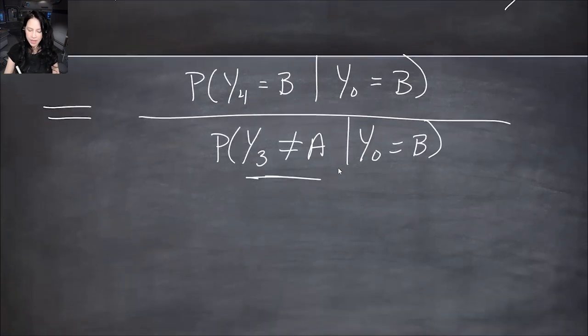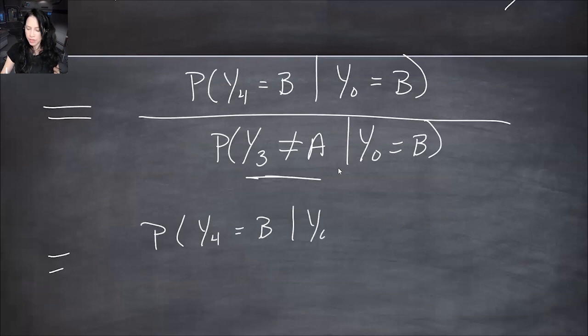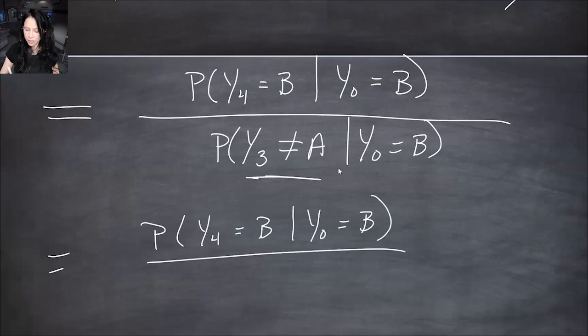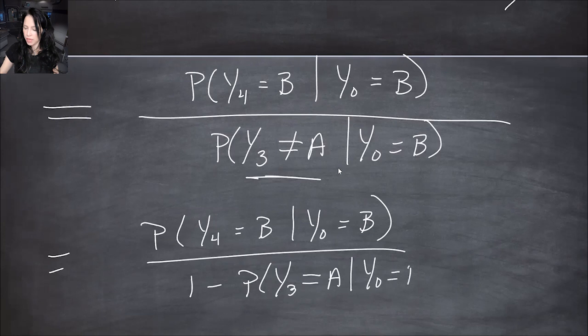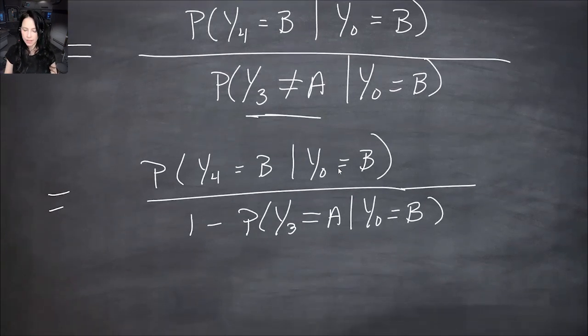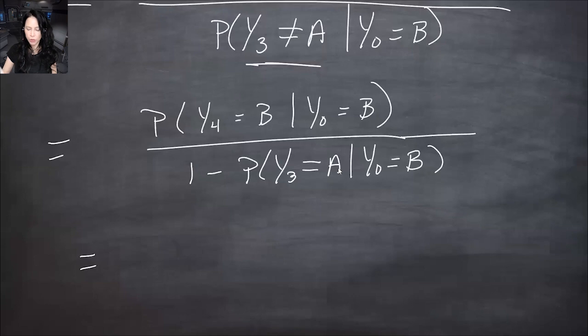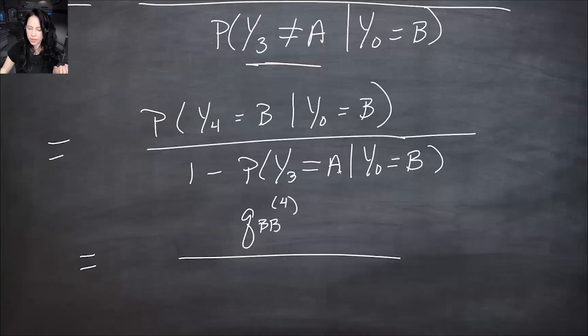So that not-equals probability, we can handle in two ways. One is the complement way, which I think is easiest. So this is 1 minus the probability that it's A, given Y0 is B. And then these can be gotten from the Q matrix. So the numerator is this lowercase q from B to B in 4 time steps, and the denominator is 1 minus q from B to A in 3 time steps.